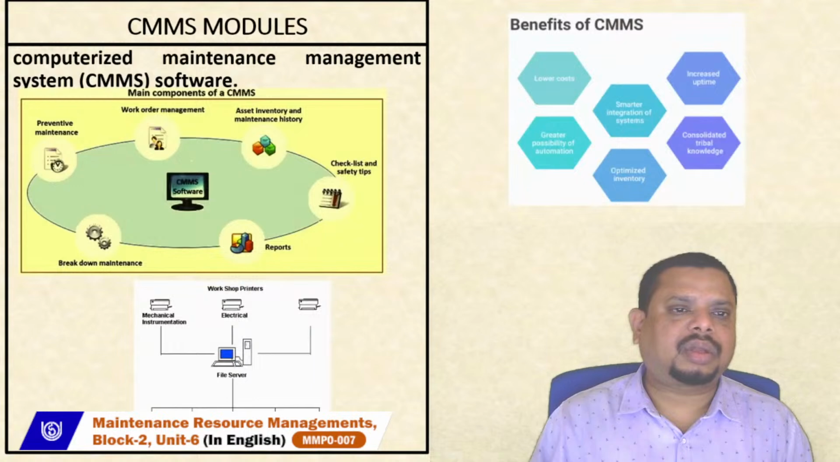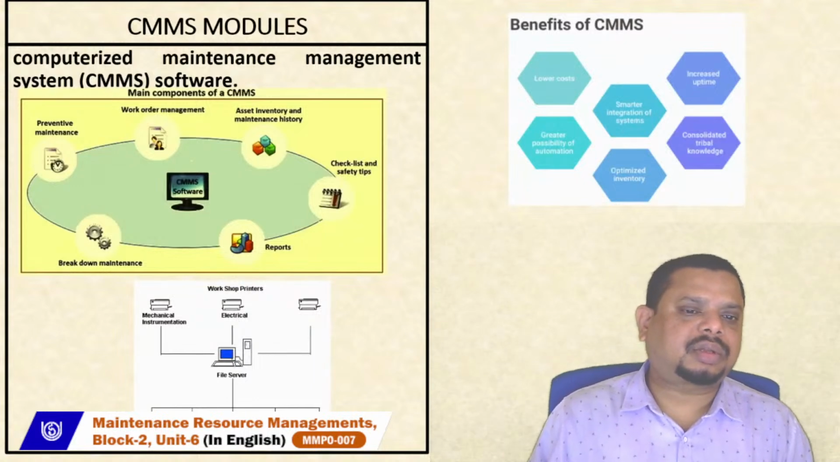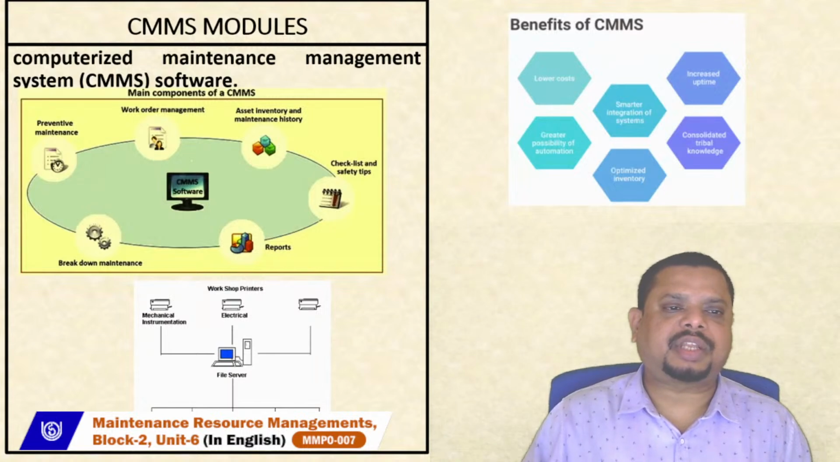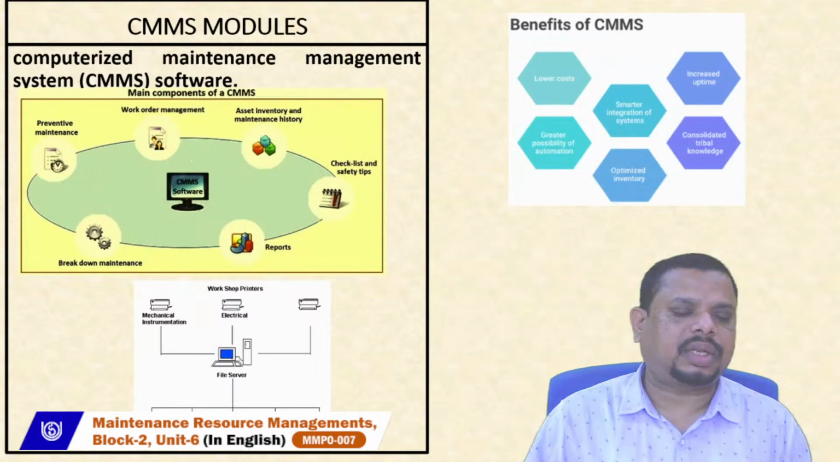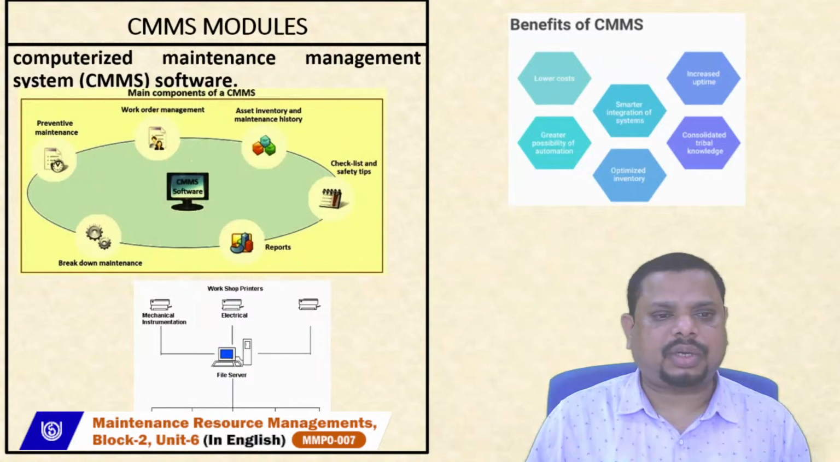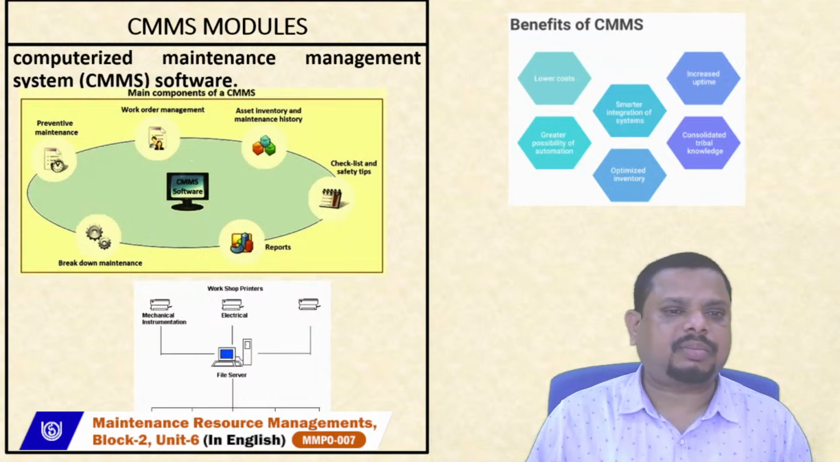Moving to the next one. The next one is the main components of your computerized maintenance management software. The first one, we have already discussed, that means preventive maintenance. The next one we have is work order management. The next component we have is asset inventory and maintenance histories. The fourth one we have is checklist and safety tips.